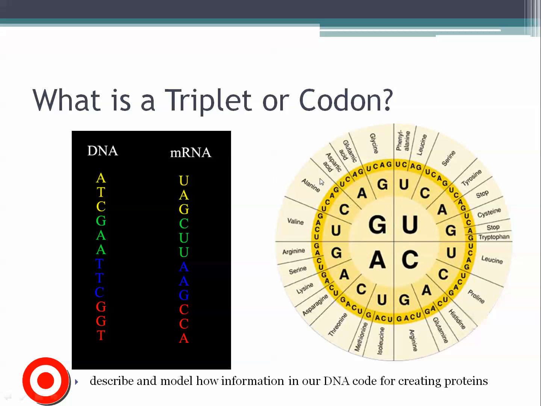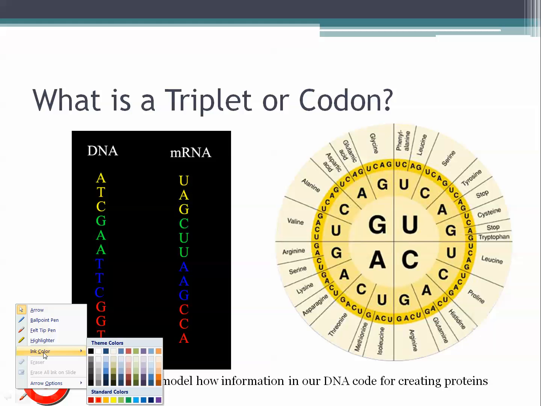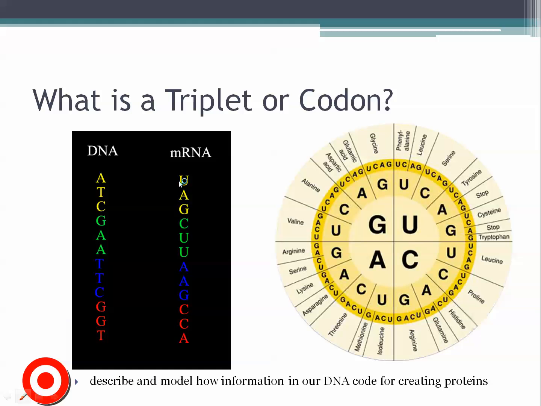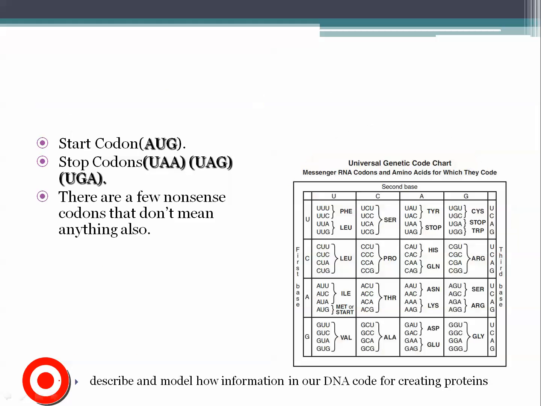So this is our codon wheel right here. So if we have UAG, we're going to have UAG. So that's stop, right? CUU, that'd be leucine, right? So these three-letter words pretty much are going to give us an amino acid. So there's a few you should know. You should definitely know AUG, the start codon.